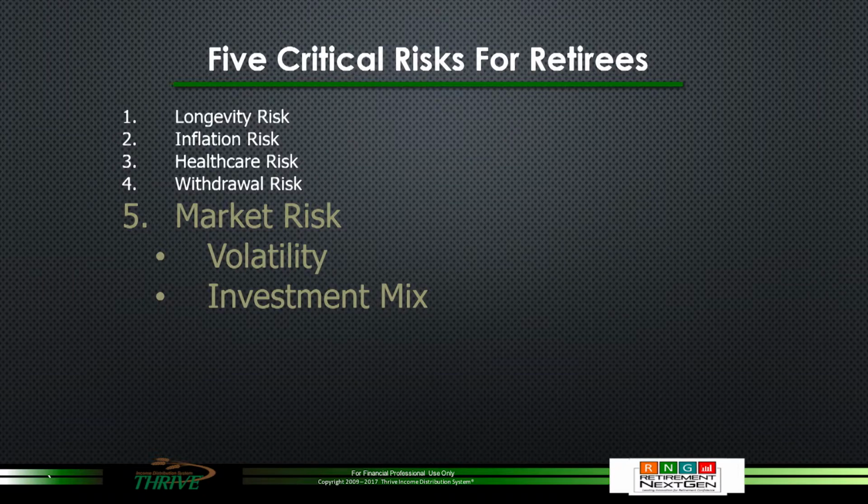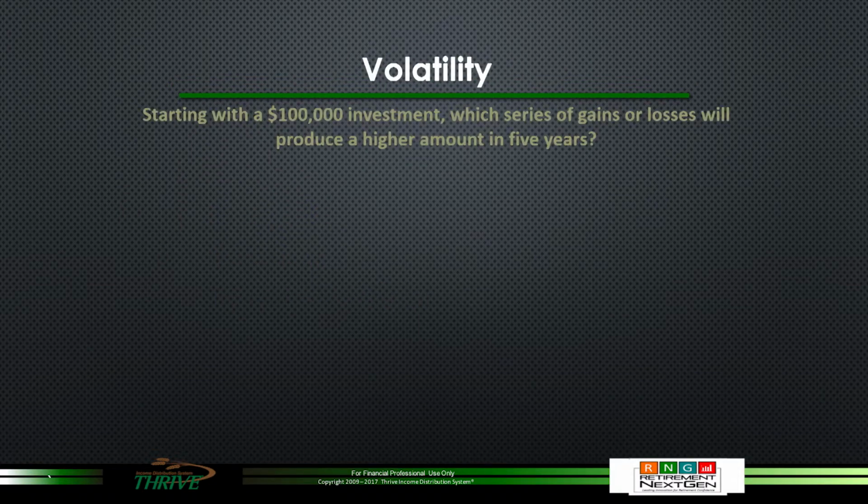And so the final and the fifth of these 5 critical risks is market risk, or market volatility. And you might say, well, Curtis, I thought we just talked about that. No, we talked about sequence of returns risk. Market volatility is quite a different matter. And let me demonstrate what I mean.